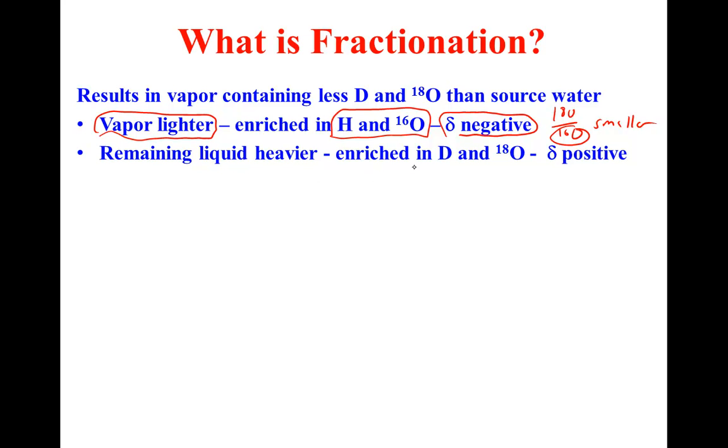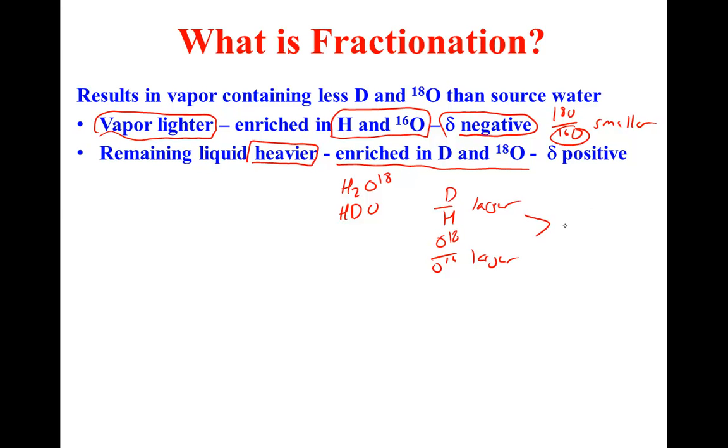The remaining ocean, in contrast, gets heavier. By that, I mean it becomes enriched or concentrated in water molecules containing the heavy isotopes, such as oxygen 18 or deuterium. In other words, the ratio of heavy to light isotope gets larger, whether we're talking about hydrogen isotopes or oxygen isotopes, and that gives the liquid a positive delta value.